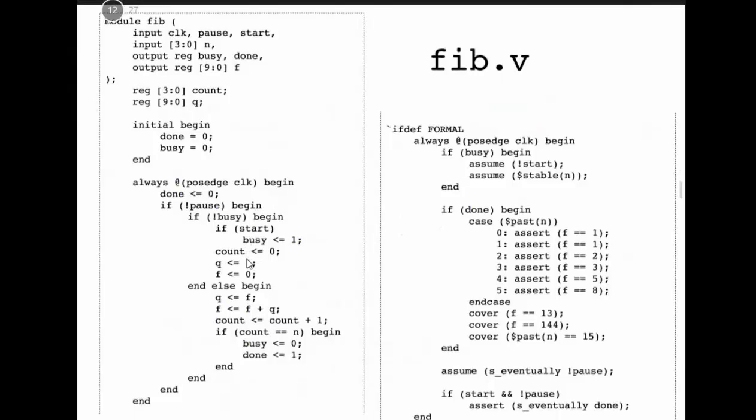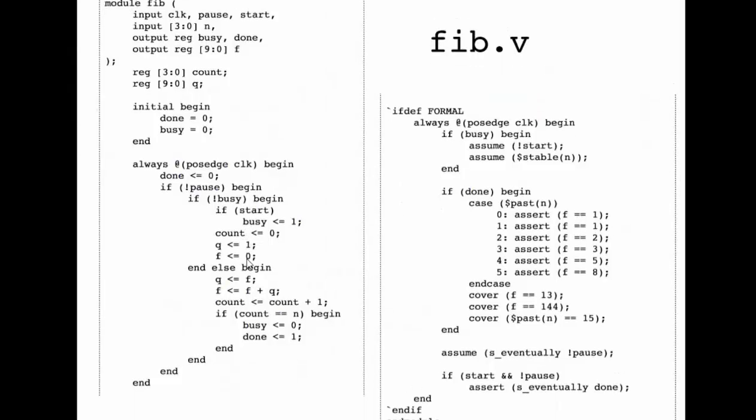Okay, so more code, as I promised. This is a more complex example. On the left side, we see the design, and then on the right side, we have the formal properties that come with that design. They're just part of the same module in this case for simplicity reasons. And the design itself is a Fibonacci number generator. So you give it a number n as an input and start the core, and it will run for a couple of cycles and then output the nth Fibonacci number.